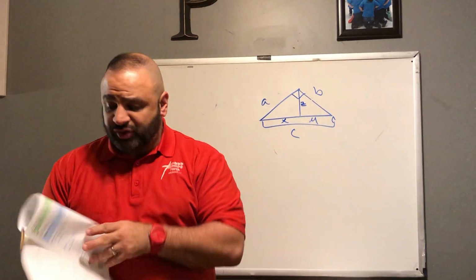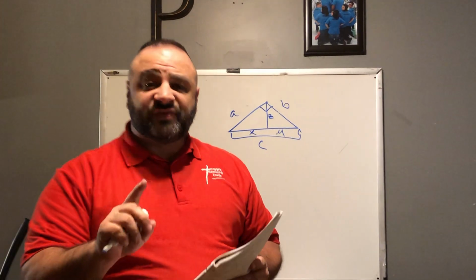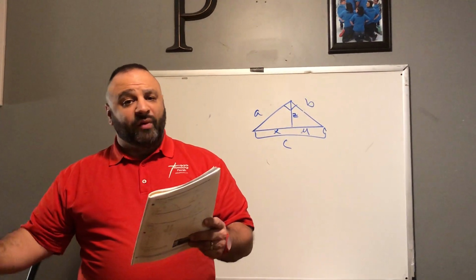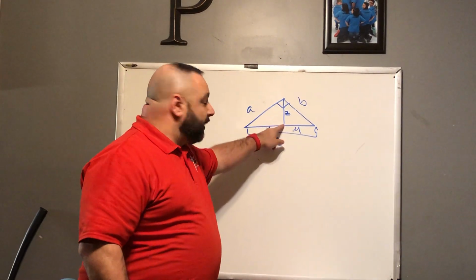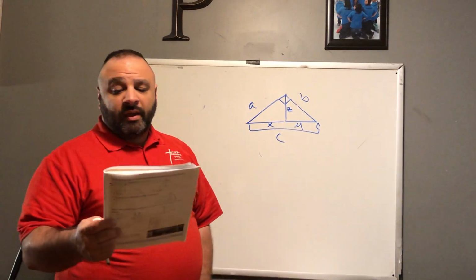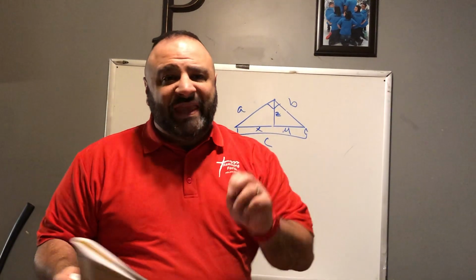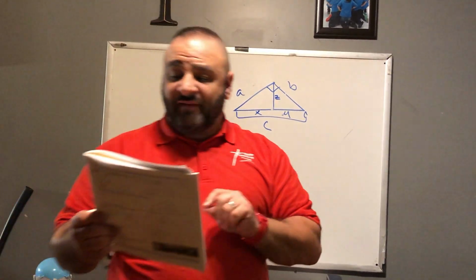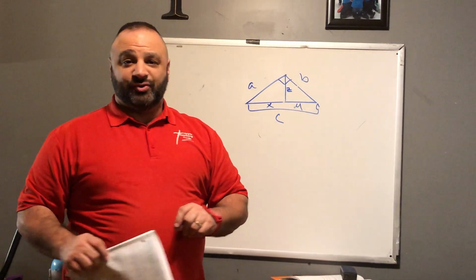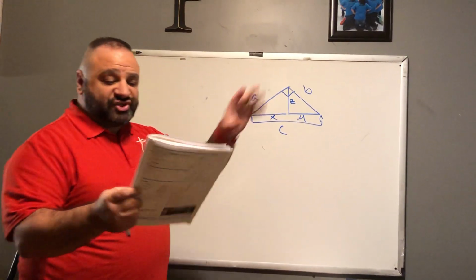Now, based on Corollary 1 of Theorem 92, let's go back and read it, because this is very important for us to remember going forward. The length of the altitude drawn to the hypotenuse of a right triangle is the geometric mean. So this altitude is going to be the geometric mean in our proportion between the lengths of the segments of the hypotenuse.